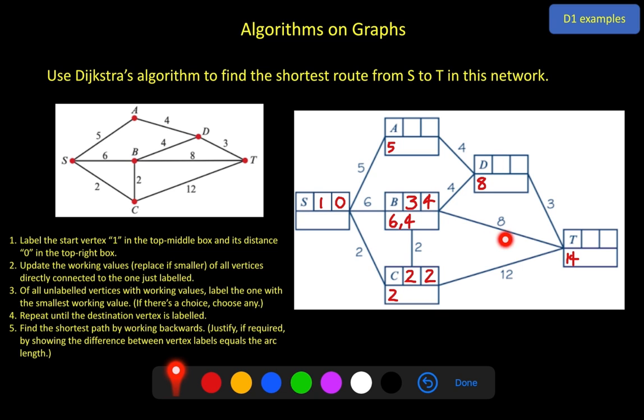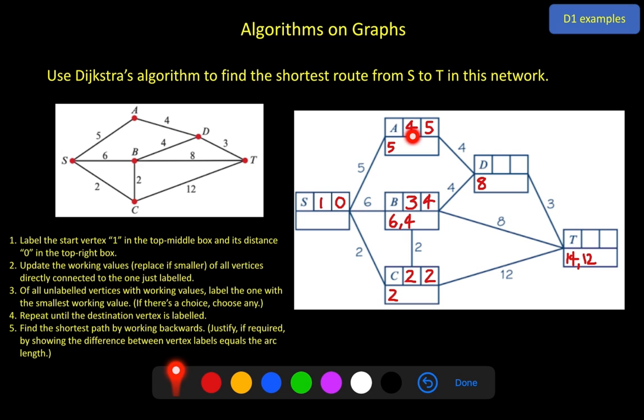But B also directly connects to T. So I use 4 to get here, and then another 8 to get to T. That gives me 12. 12 is a smaller working value than 14. I must record that. That's telling me that it's shorter to go this route than it is to go this route. Now I finished updating all the values from B. Now I need to label the next smallest. 5, 8, and 12. 5 is obviously the next smallest. This is the fourth point to get its label, and 5 is the shortest distance from our start point.